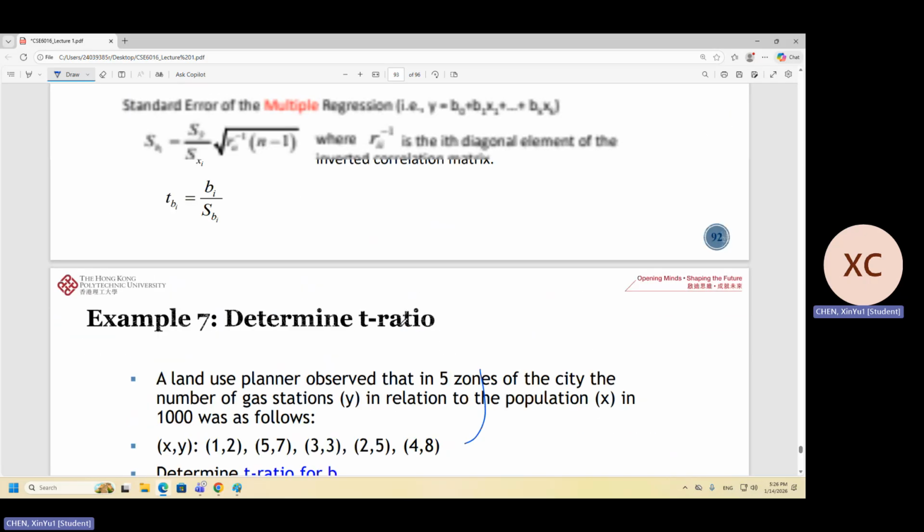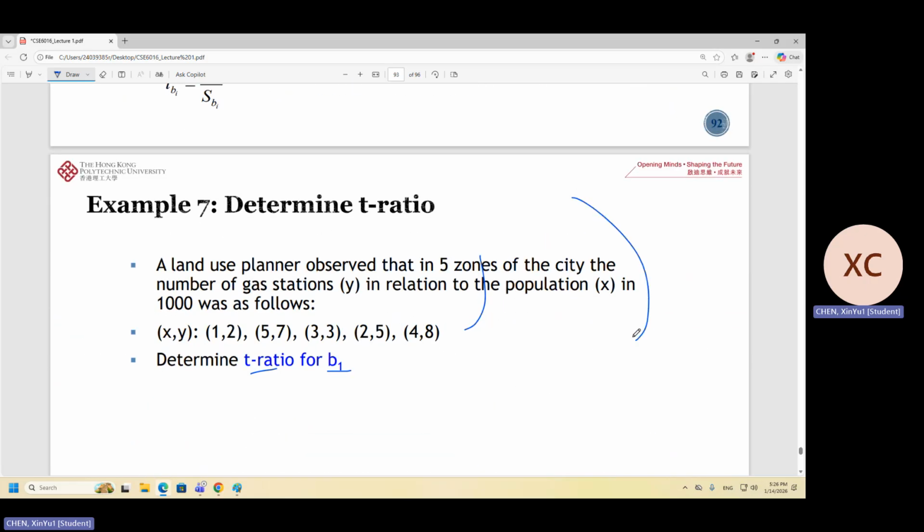Kind of. So, for instance, here, something like that. I will tell you.